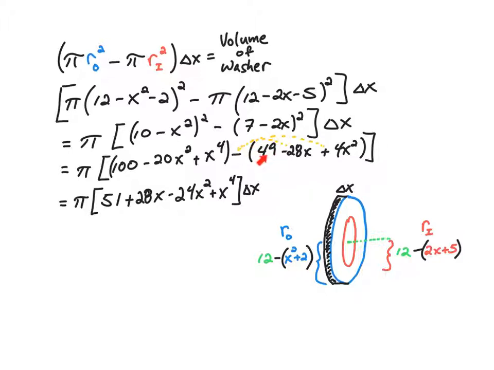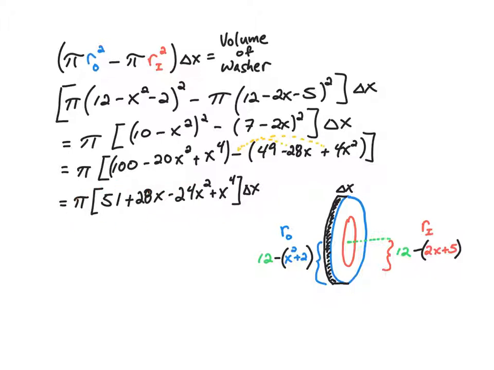So minus 49. So 100 minus 49 is 51. Minus minus 28x is a plus 28x. And then I have a 4x squared here, so I'll have a minus 4x squared. So minus 20x squared minus 4x squared is a minus 24x squared. And then I have an x to the fourth. So take a moment and make sure that you can go from this setup here to this step, to this step, to this step. If you have to pause the video, make sure you can follow along and get this part right.